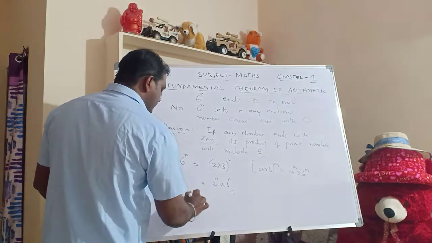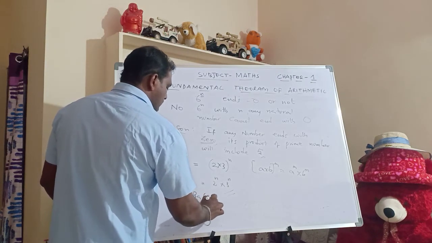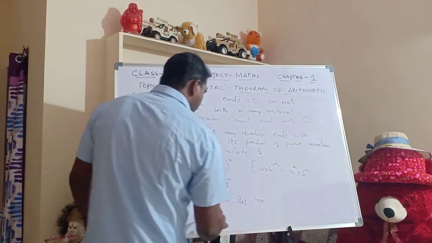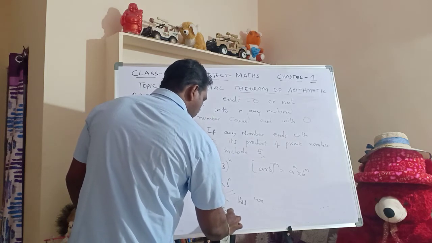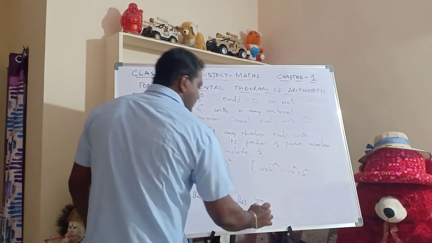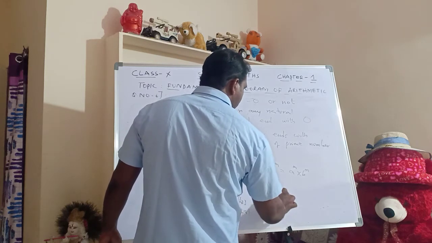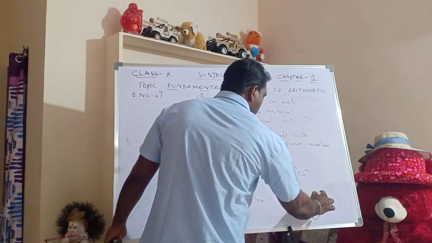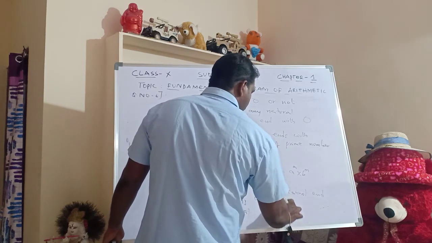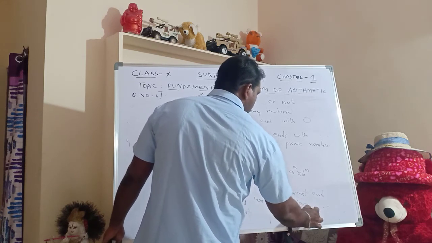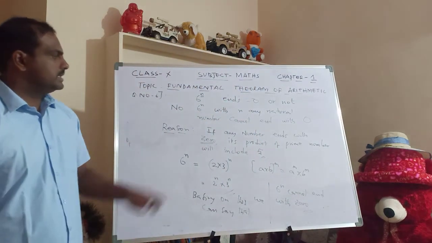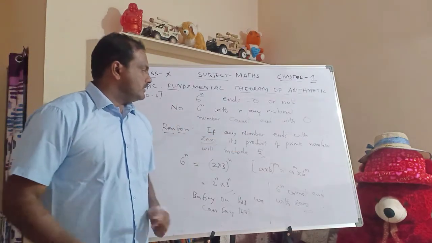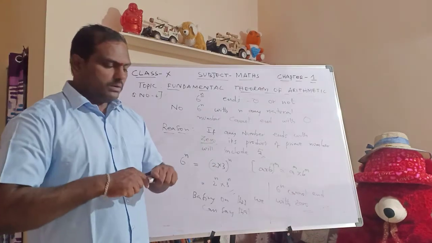So therefore, basing on this, we can say that 6 power n cannot end with 0. That is the statement. 6 power n cannot end with 0. And that is the simple logic we have to find. If any number ends with 0, its product of prime numbers will include 5.